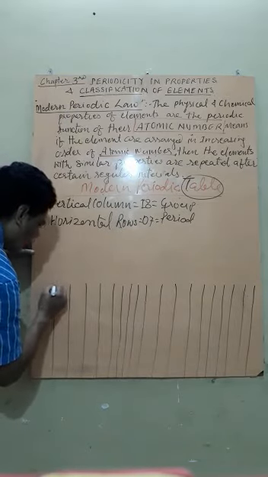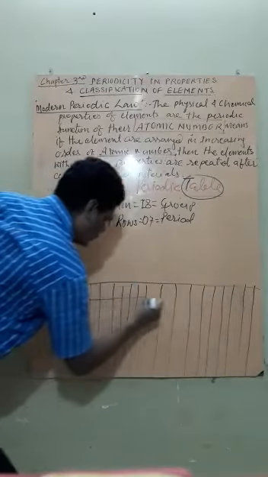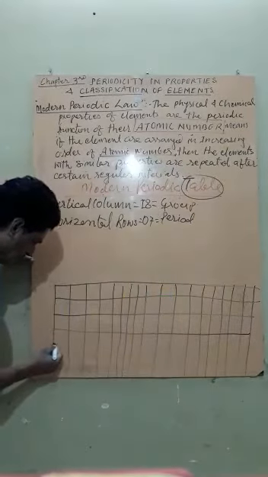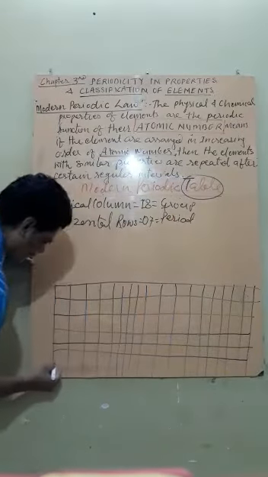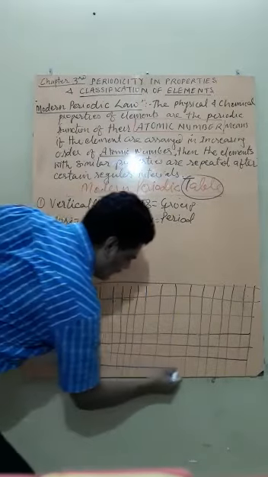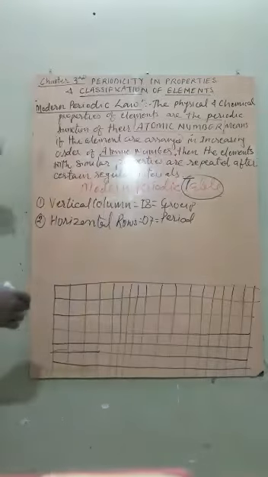Now horizontal rows. So start drawing horizontal rows. This is 1. This is 2. This is 3, 4, 5, 6 and 7.